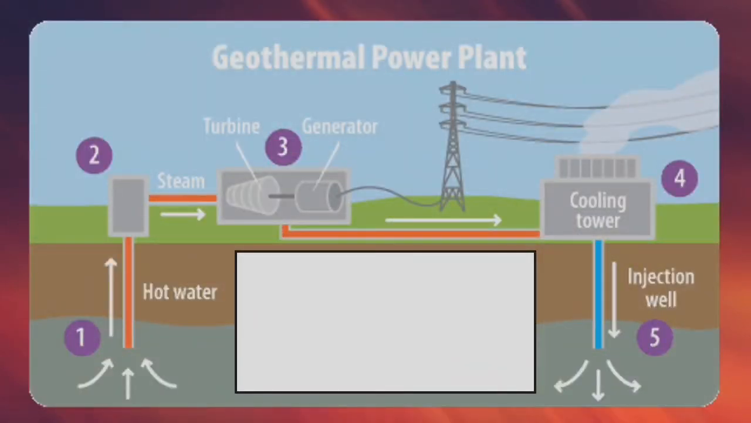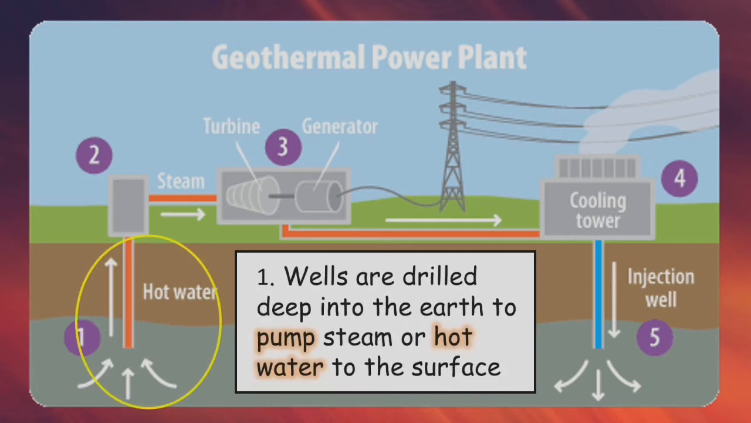But how does a geothermal power plant generate electricity? It is composed of 5 steps. The first one is drilling. Wells are drilled deep into the earth to pump steam or hot water to the surface.